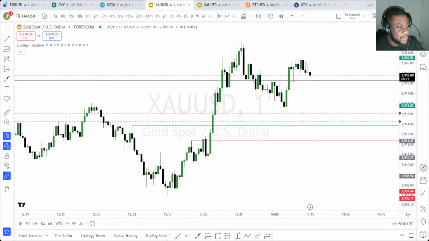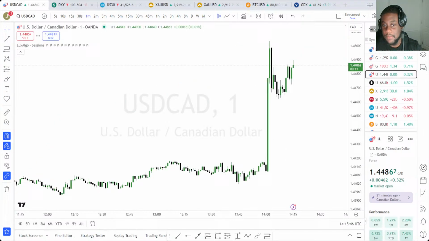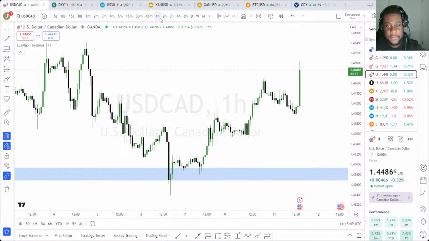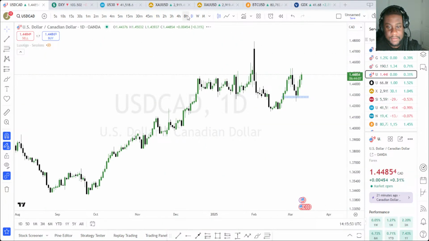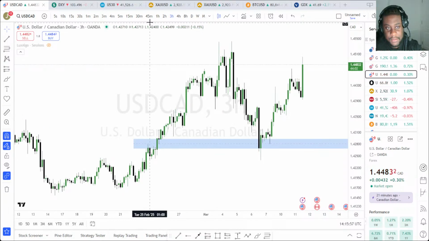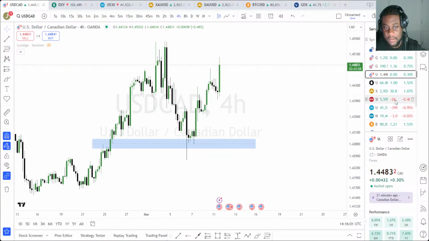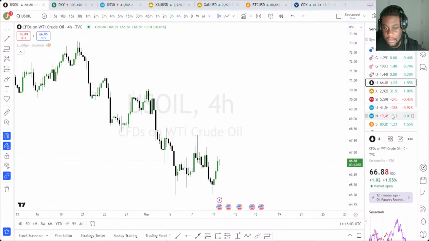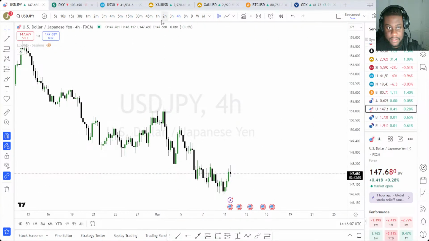Anyone looking at any pairs right now? Any USD CADs, USD JPYs? Oof, look at USDCAD. USDCAD with a pump. It's a huge move. Wow. I remember someone asked about USDCAD earlier. Oil, $66 a barrel. USD JPY is kind of chilling.